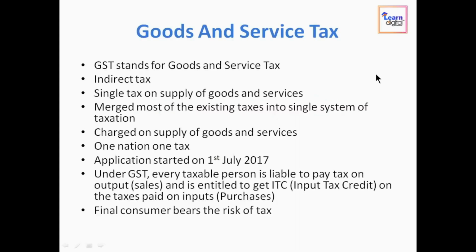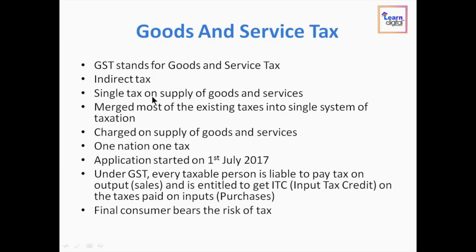GST is goods and service tax. GST stands for goods and service tax. It is an indirect type of tax. We know there are two types of taxes, direct taxes and indirect taxes. Direct taxes are calculated or charged on direct income, that is on the salary of the person, and indirect taxes are on the goods and services that are sold. So it is an indirect type of tax.